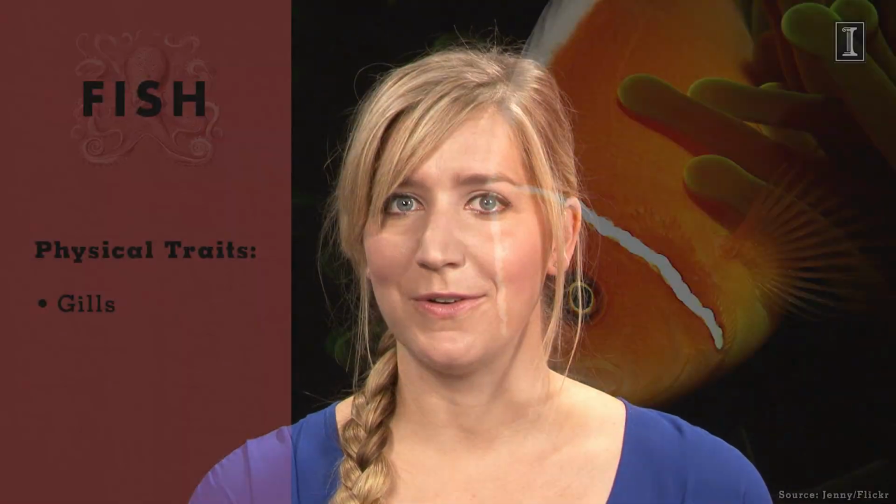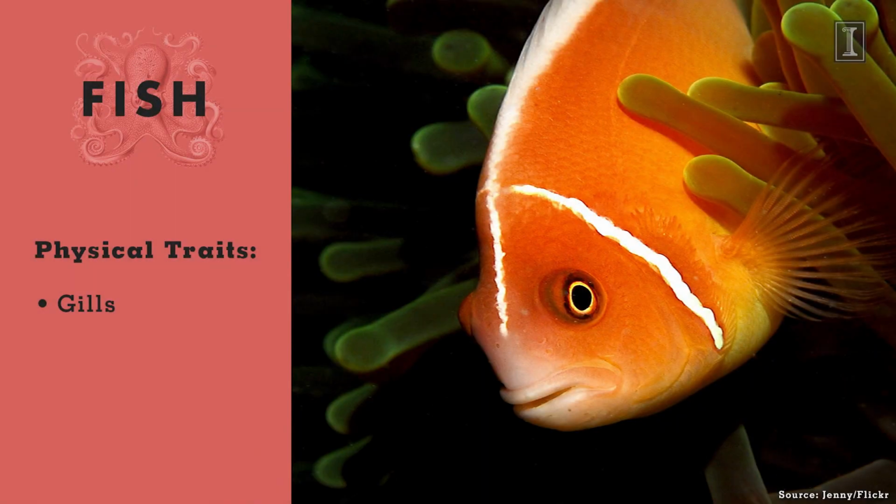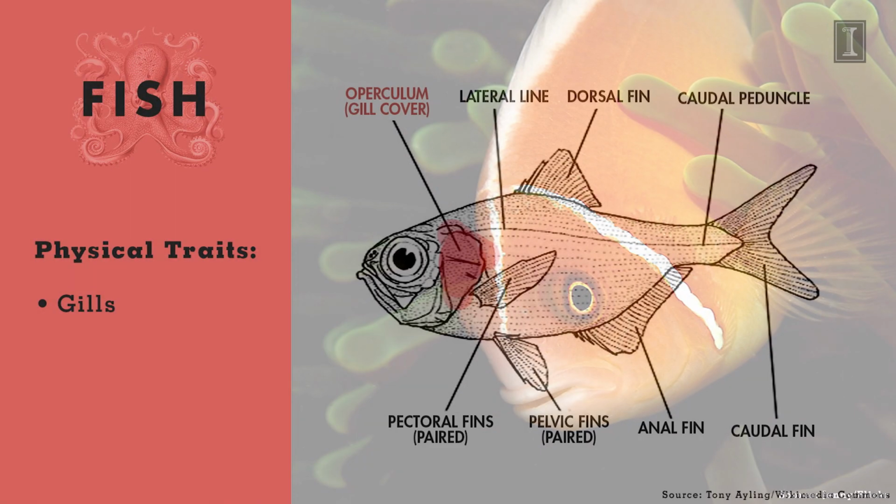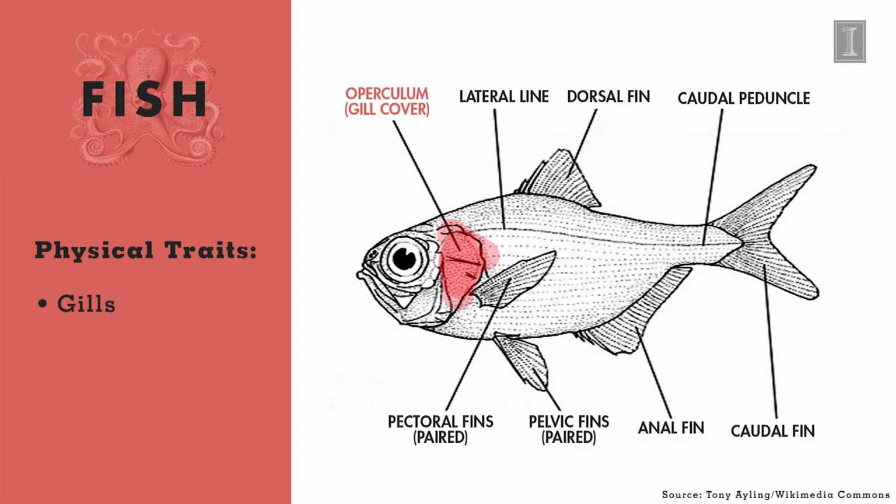So the physical traits that define a fish, as opposed to a mammal or a tetrapod or an amphibian, is first of all the presence of gills. Gills are openings on the lateral sides of the organism that allow for the diffusion of oxygen and the capturing of oxygen for the usage of that organism.